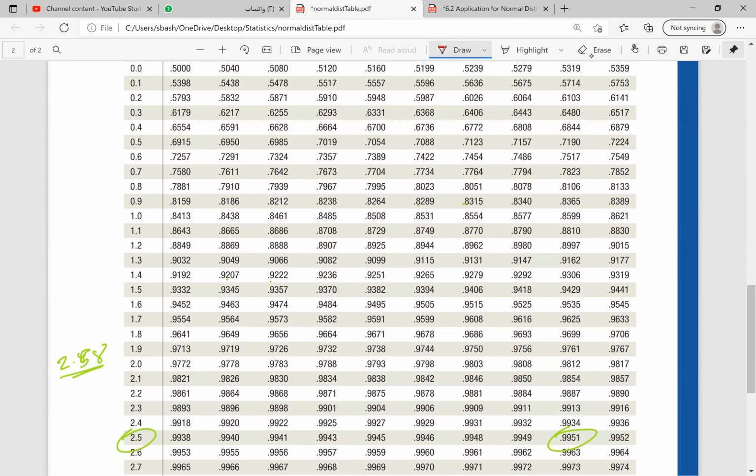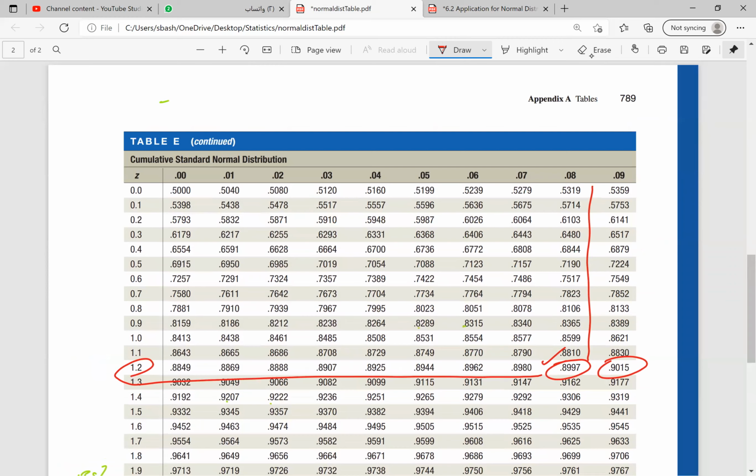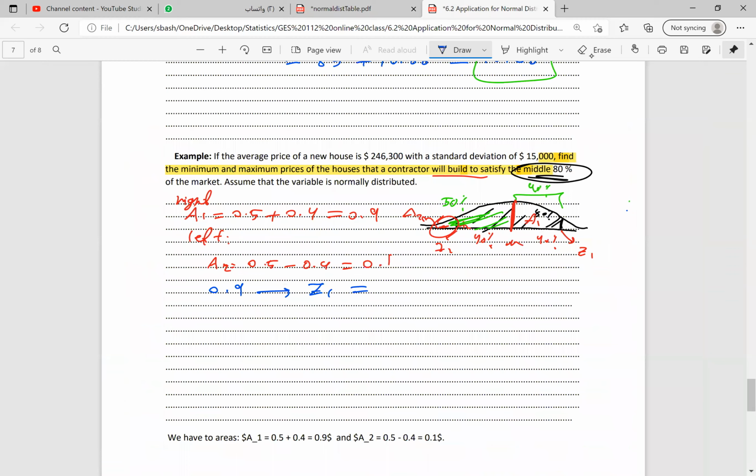See, I have 0.8997 and 0.9015. So this one is closer to 0.9 than 0.9015. Now this is the 0.9 or close to the 0.9. This is corresponding to this score, 1.2 and up will give me 0.8. So this is 1.28. So Z is 1.28.